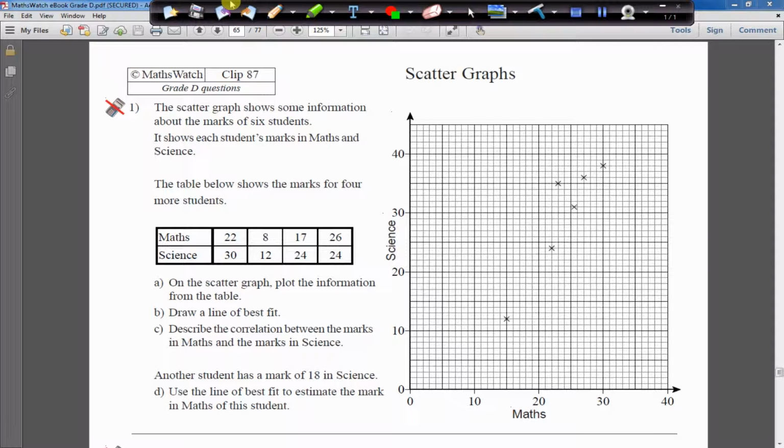Okay, Bismillah. Okay, folks, we're looking at scatter graphs now. Let's get started. The scatter graph shows some information about the marks of 6 students.